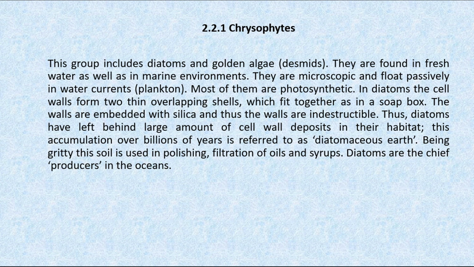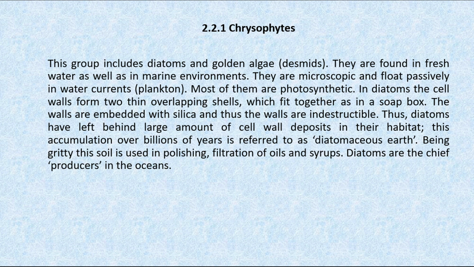Chrysophytes. This group includes diatoms, golden algae, and desmids. They are found in fresh water as well as in marine environments. They are microscopic and float passively in water currents, as plankton. Most of them are photosynthetic.